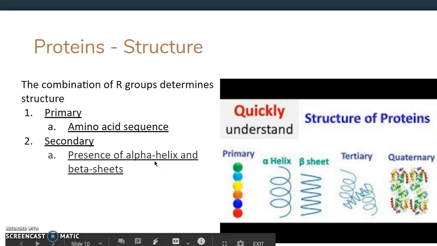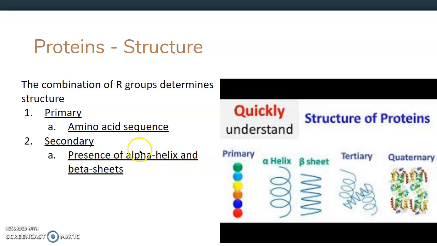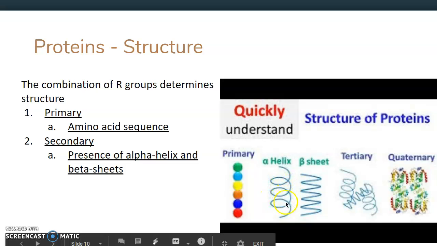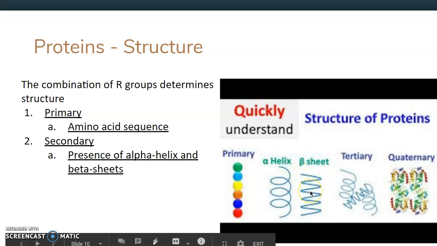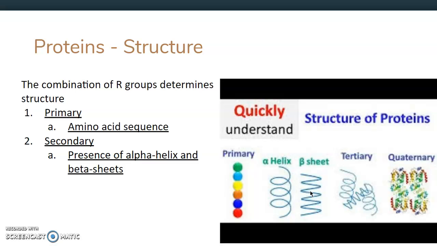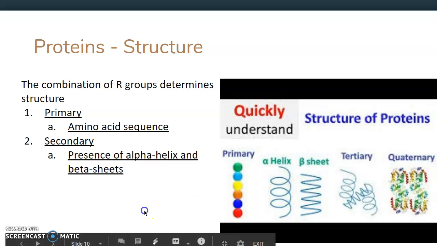Then we have our secondary structure, which indicates the presence of an alpha helix or a beta sheets. So our alpha helix is just a nice coil. It looks like a spring. And our beta sheets are, this is not a great picture. Hopefully we can see some more later, but are lines that kind of form.